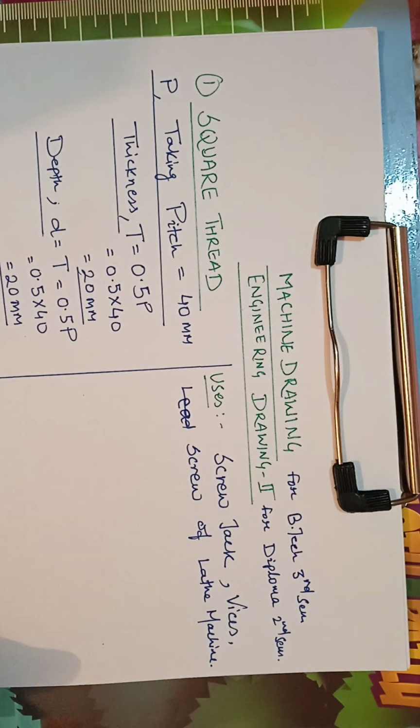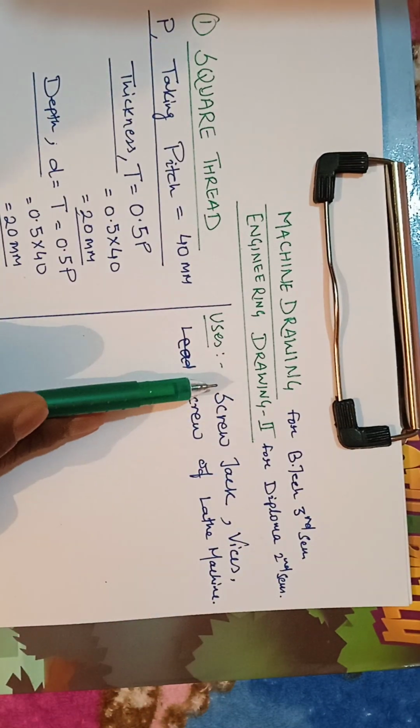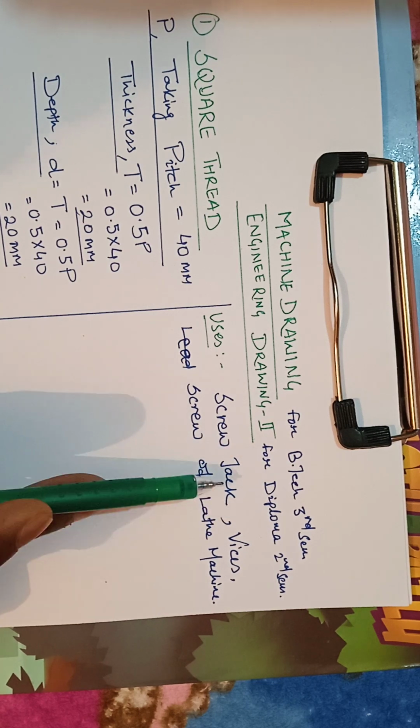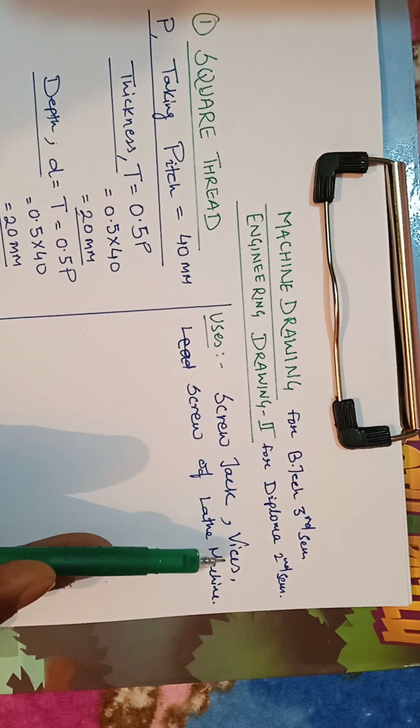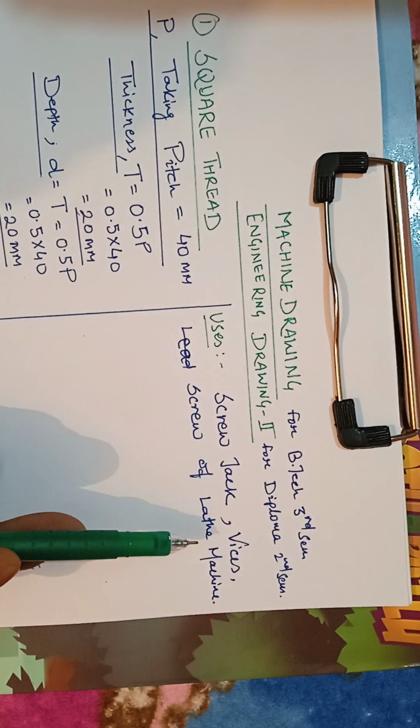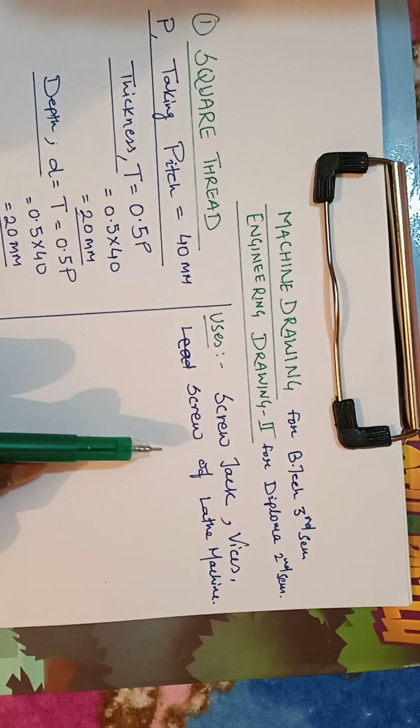As far as uses of the square thread are concerned, we can see its use in the screw jack. We all know about the screw jack. It is used to lift vehicles in automobiles. We also use it in various types of vices and in the lead screw of the lathe machine. So these are the uses of the square thread.